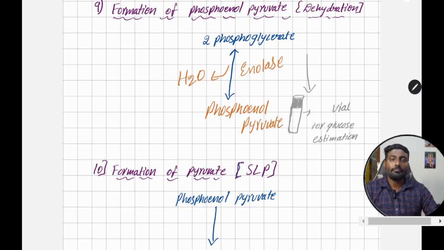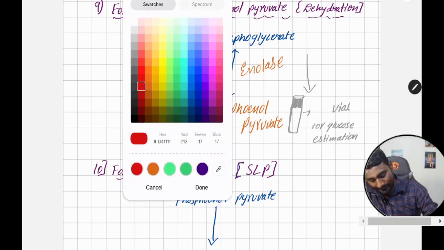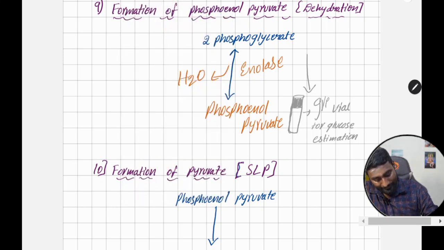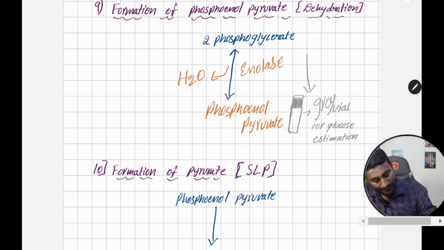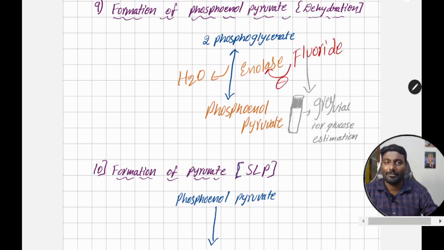Now, if someone had asked you in which color vial you are going to estimate glucose, what did you need to tell? In gray color vial. It is gray vial. Okay, let me draw it with gray. Why? What does gray vial consist of? Yes, it consists of fluoride, which is going to inhibit this enolase.